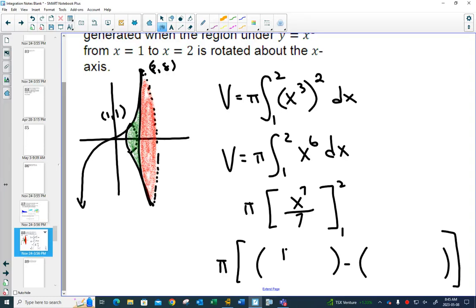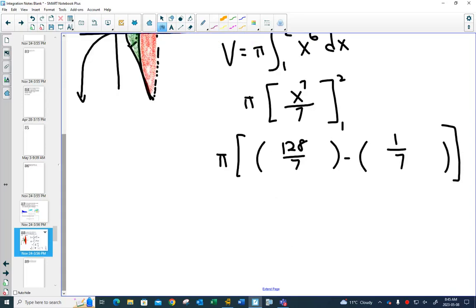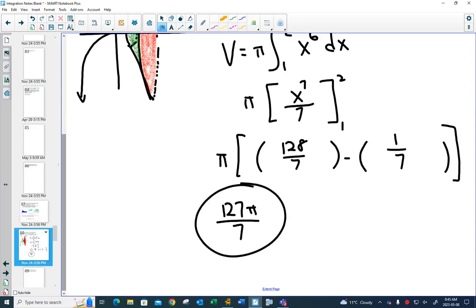So 2 to the 7 is 128 over 7. And 1 to the 7 is 1 over 7. So its volume, whatever units that would be, units cubed. Its volume would be 127 pi over 7.